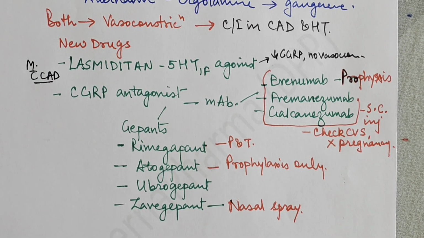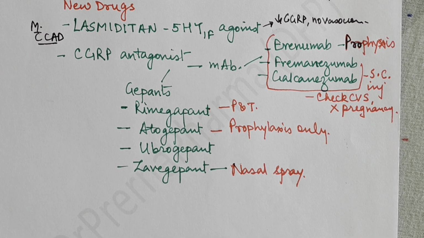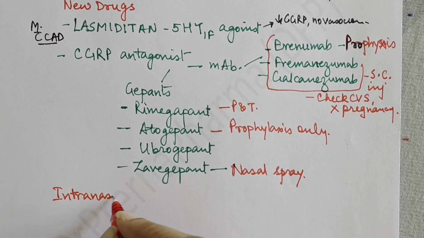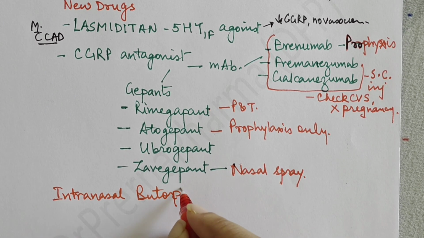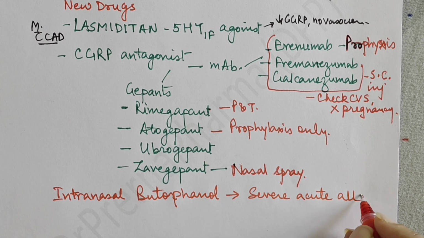Okay. Now CGRP antagonist, we have two type of drugs, monoclonal antibodies and Gepant. In Gepant we have Rimegepant, Atogepant, Ubrogepant and Zavigepant. Zavigepant is approved for use as nasal spray. Atogepant used only for prophylaxis and Rimegepant is used for both. And monoclonal antibodies we have erinumab, which is approved for prophylaxis, and fremanezumab and galcanezumab are also approved. They are to be given by subcutaneous injection. Okay. Then another drug which can be used in severe is intranasal butorphanol. When you cannot give all these drugs, butorphanol can be given in severe acute attack of migraine.